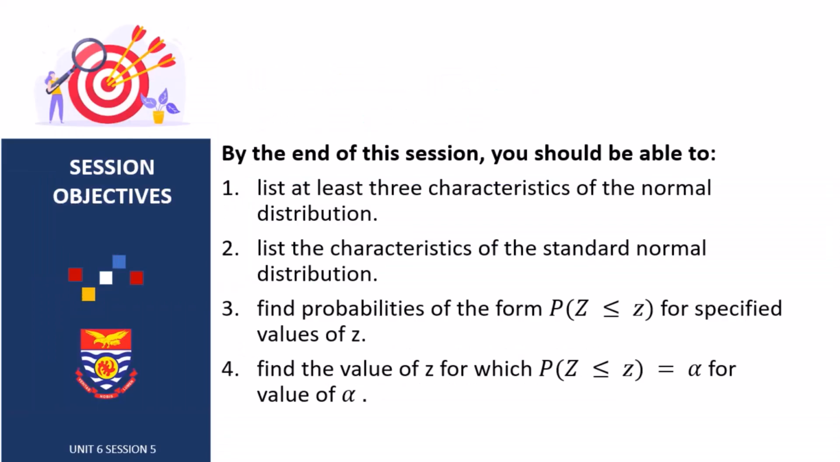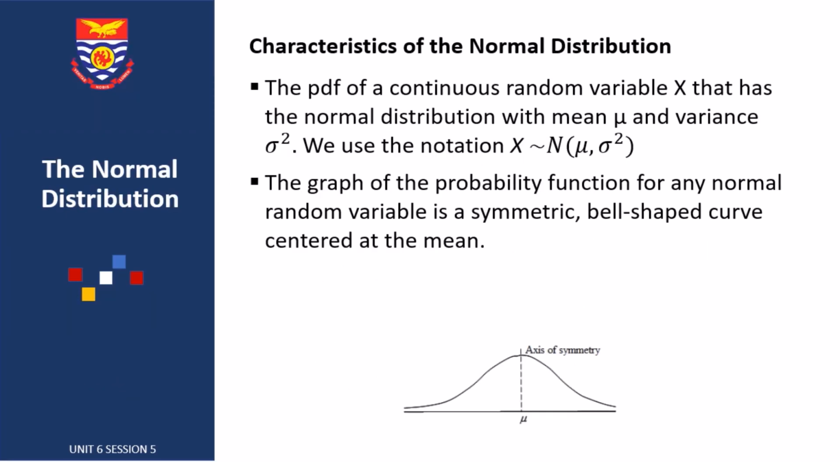Well, in this section, you're able to list at least 3 characteristics of a normal distribution, list characteristics of a standard normal distribution, and find probabilities in the form P of Z less than small z for specified values of z. So let's look at some characteristics of a normal distribution.